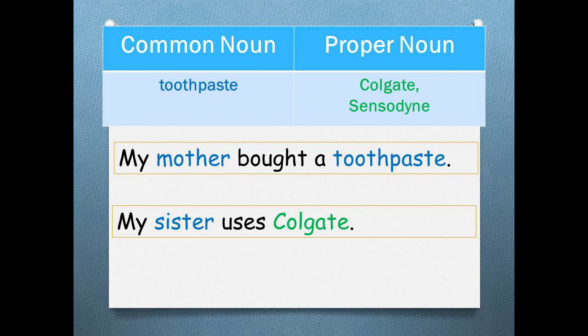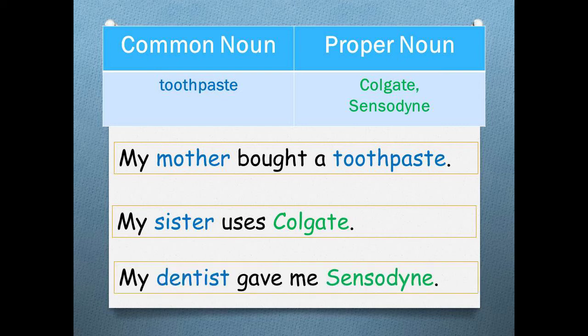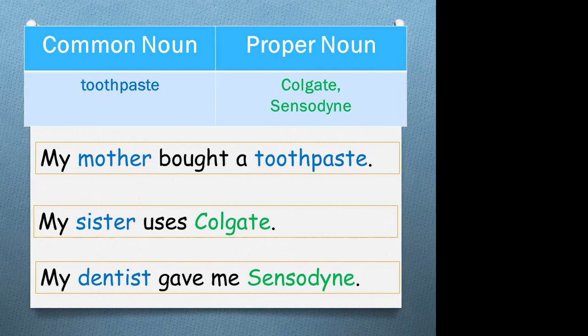My sister uses Colgate. The word sister is a common noun. It refers to a person, but it doesn't give a specific name of a sister, right? The word Colgate is a proper noun. It's a specific name of a toothpaste. My dentist gave me Sensodyne. Again, the word dentist is a common noun. It refers to a person. And the word Sensodyne is a proper noun. It's another specific name of a toothpaste.